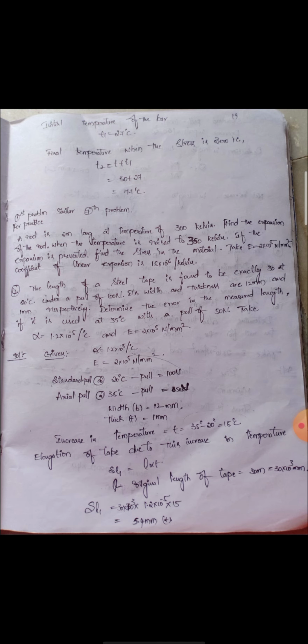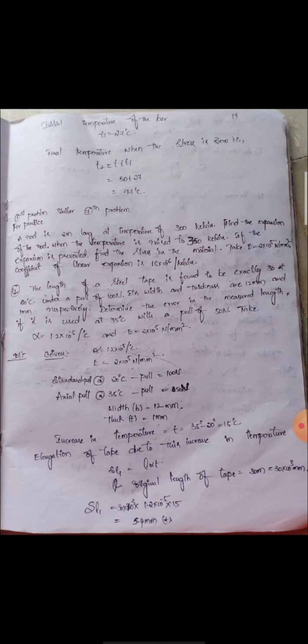Length of a steel tape is found to be exactly 30 m at 20 degrees centigrade under a pull of 100 Newton. Its width and thickness are 12 mm and 1 mm respectively. Determine the error in the measured length if it is used at 35 degrees centigrade with a pull of 50 Newton. Take alpha equal to 1.2 into 10 power -5 per degree centigrade and E equal to 2 into 10 power 5 Newton per mm square.